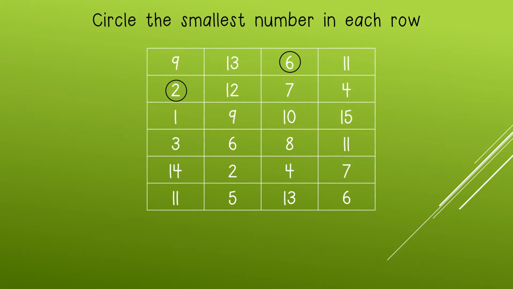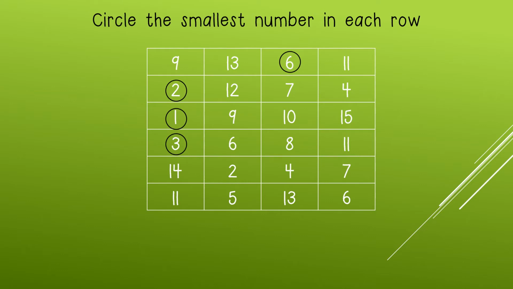In the next row, I have 1, 9, 10, and 15. This is very easy. We all know the smallest number is 1. In the next row, we have 3, 6, 8, and 11. Yes, we are looking at number 3.